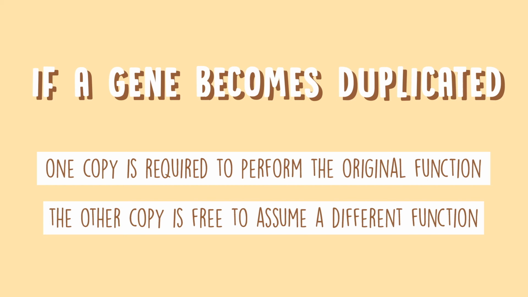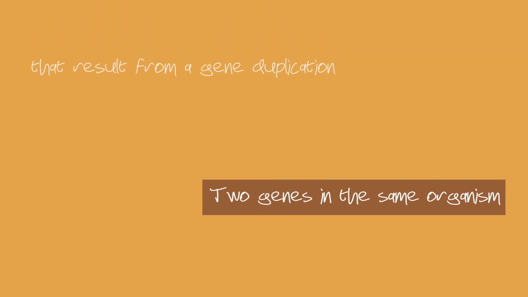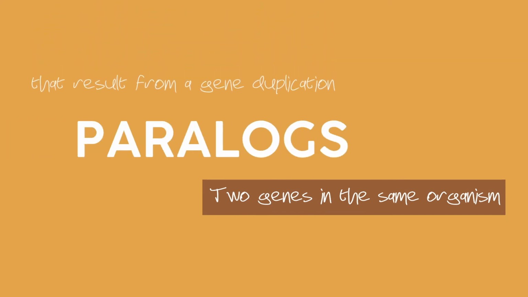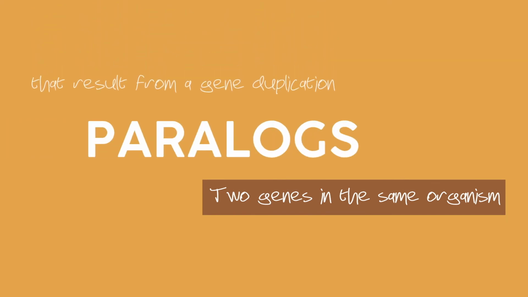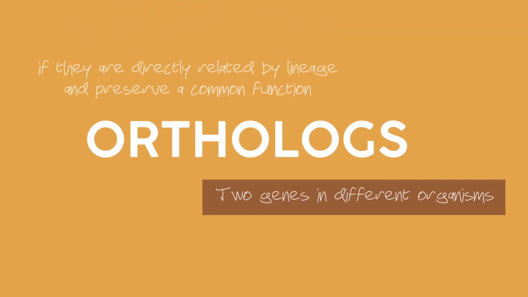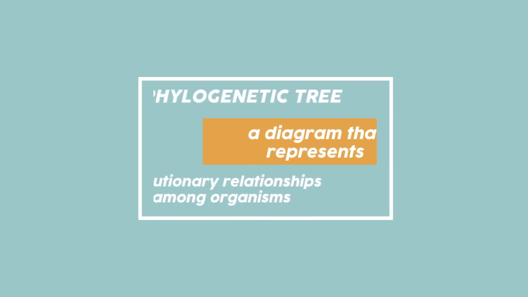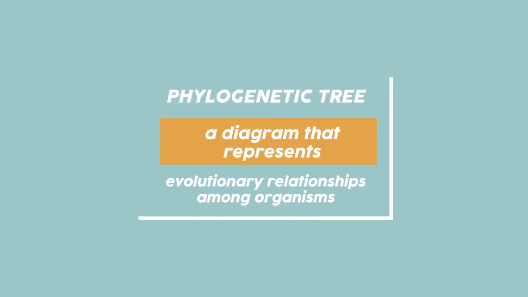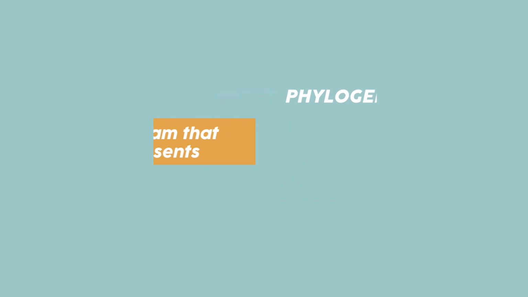In particular, among the vertebrates, a high proportion of genes belong to multi-gene families. Two genes in the same organism that result from a gene duplication are called paralogs, while two genes in different organisms are called orthologs if they are directly related by lineage and preserve a common function. A phylogenetic tree is a diagram that represents evolutionary relationships among organisms.